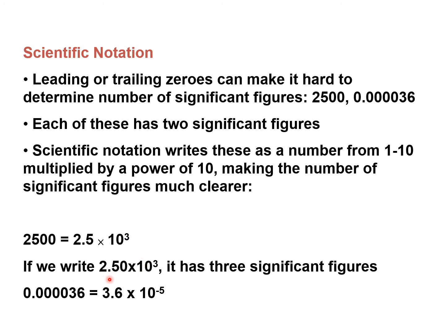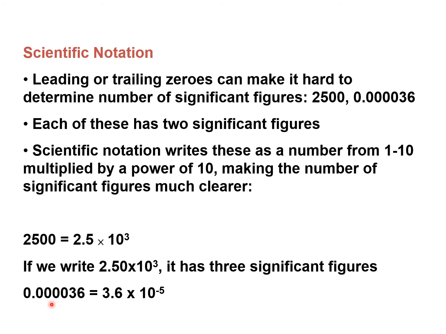Okay, if we write the 2.50, then I should clarify to you that 2500 has ambiguous significant figures. Why? Because in this part, we write it as 2.5, therefore it is equivalent to 2 significant figures, while if you just add another 0 to the back of 2.5, it becomes 2.50, and now it has 3 significant figures.